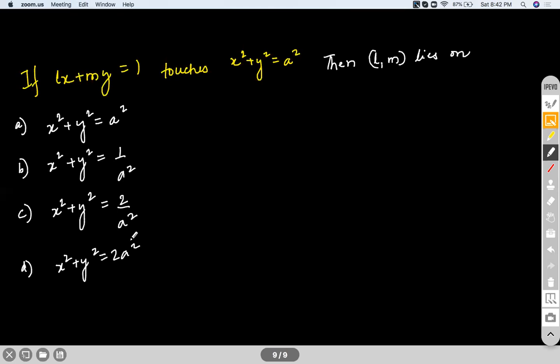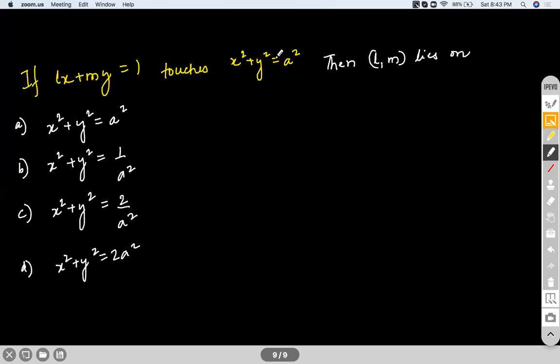What is the meaning that L comma M lies on? It means L, M, N are varying, right? So they are varying, but they are varying in such a way that this line continues to touch the circle. Getting my point? L and M are parameters, but these parameters are linked in such a way that the line resulting out of Lx plus My equal to 1 always touches this circle.